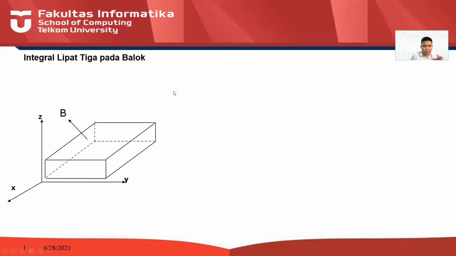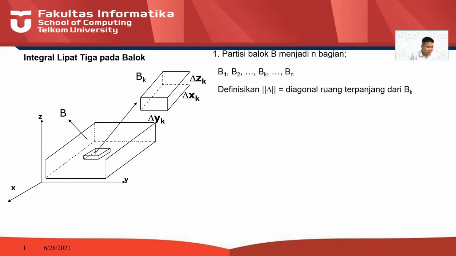So consider a box shape. Let's say this is a box B, in 3D, with axes X, Y, and Z. And inside the box itself, there is a smaller box, which also has dimensions x, y, z, exactly the same.